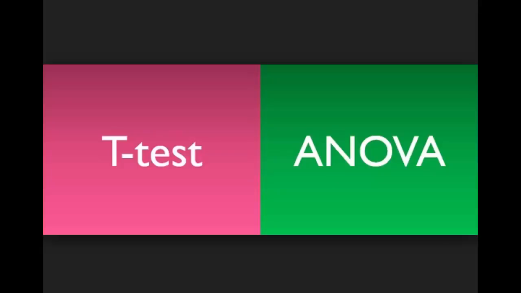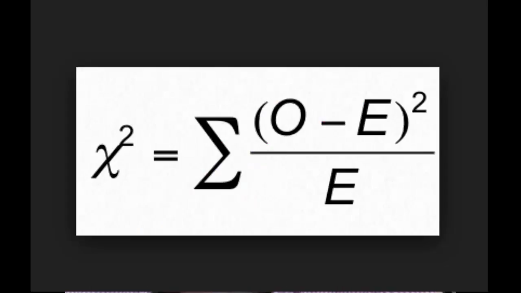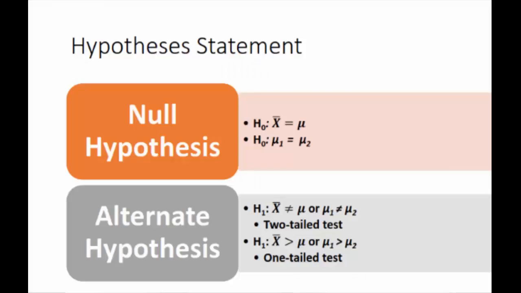ANOVA and t-test measure group differences. Correlations measure relationships. Chi-square tests are used to predict outcomes that are inherently categories, like, did you vote in the primary? The assumed difference or relationship is the null hypothesis. No difference, no relationship. The stated relationship or difference is the alternative hypothesis, which is the one you expect to demonstrate.